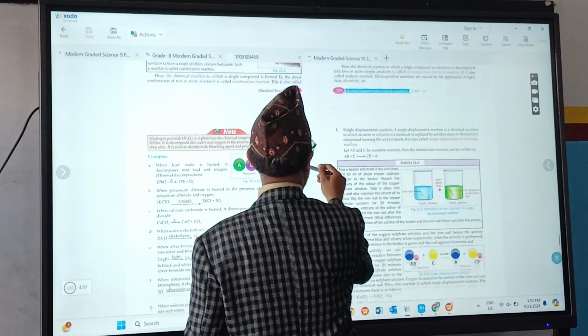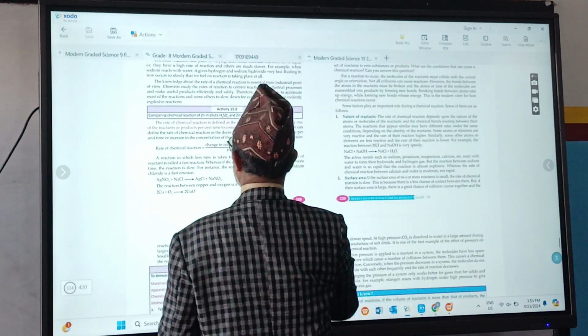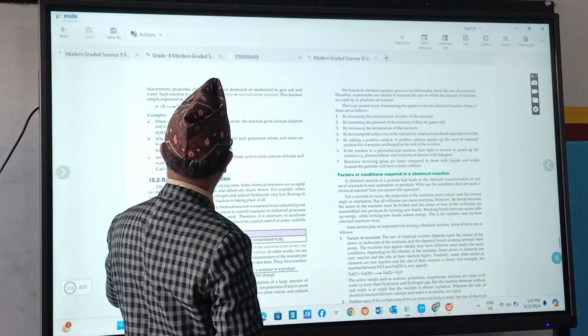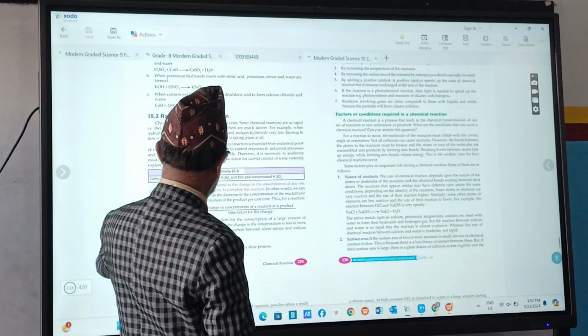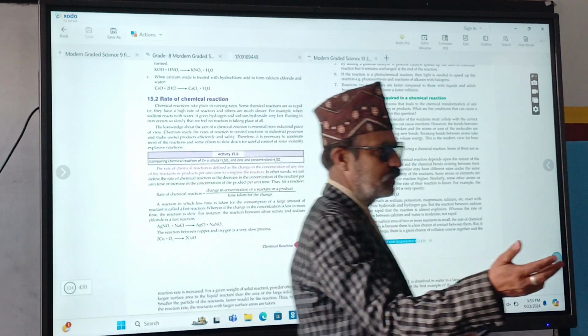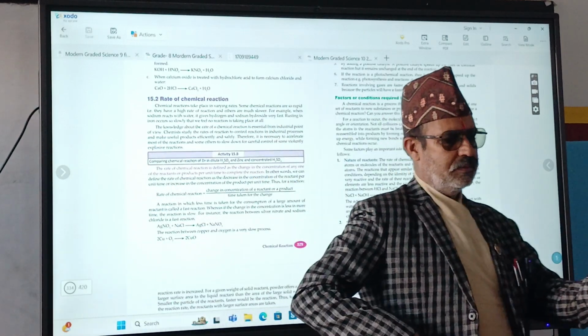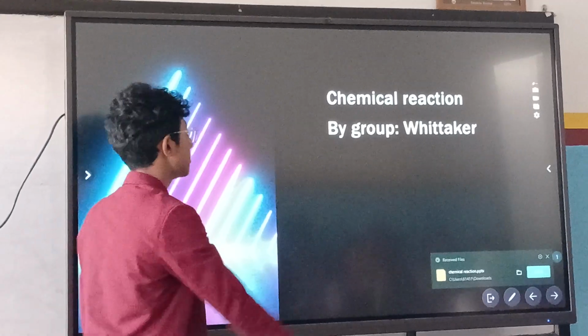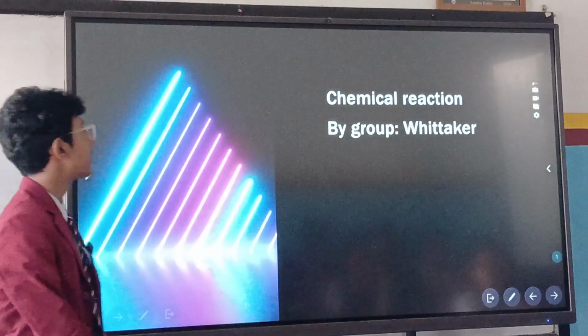Decomposition reaction, acid base nucleation. Now, up to 42 completed, 342, 342. Yes. This book I have, but will pass to you because my book is not functioning. About the chapter chemical reactions, which is done by our group, Whittaker.